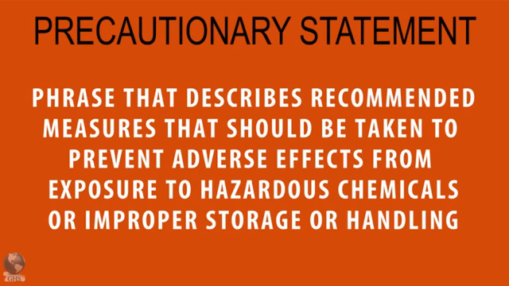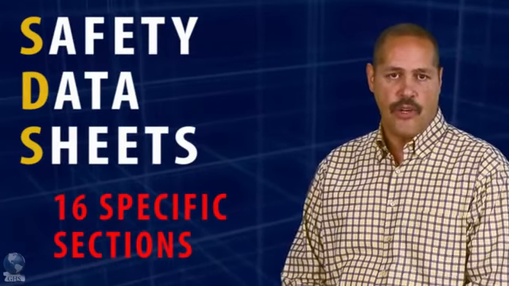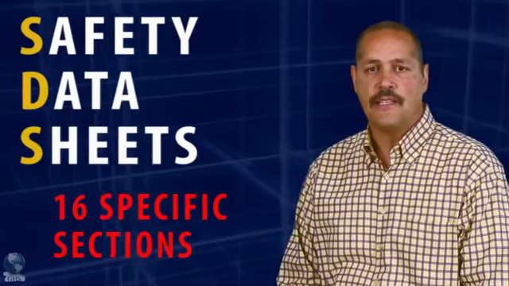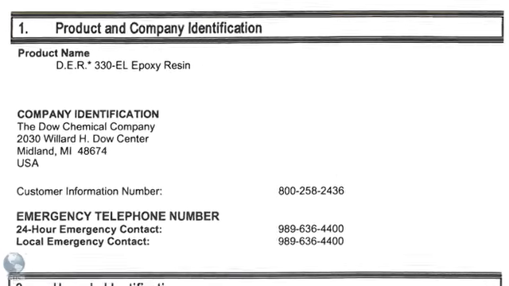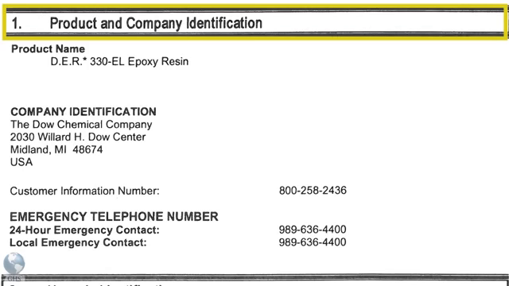Precautionary statements are defined as a phrase that describes recommended measures that should be taken to minimize or prevent adverse effects from exposure to hazardous chemicals or improper storage or handling. The new GHS standard requires that chemical safety data sheets consist of 16 specific sections. Section 1, Identification, includes product identifier, manufacturer or distributor name, address, phone number, emergency phone number, recommended use, and restrictions on use.